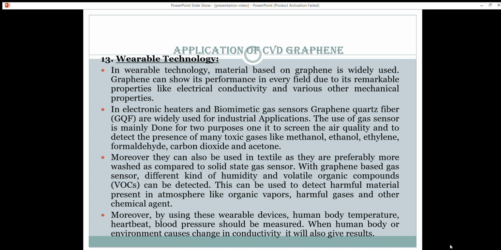Next, we will see the application of graphene in wearable technology, how we will use graphene in wearable technology.